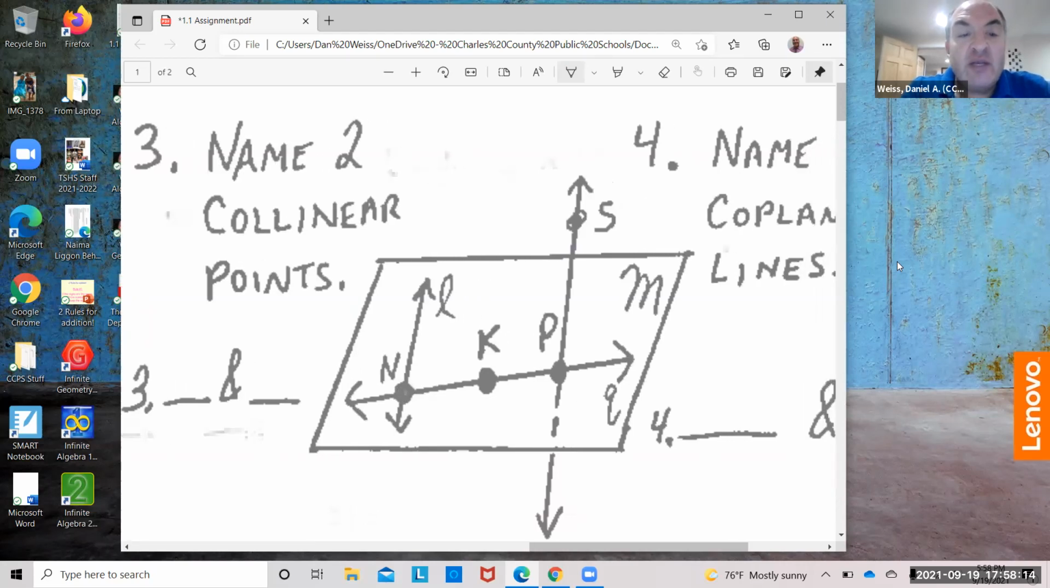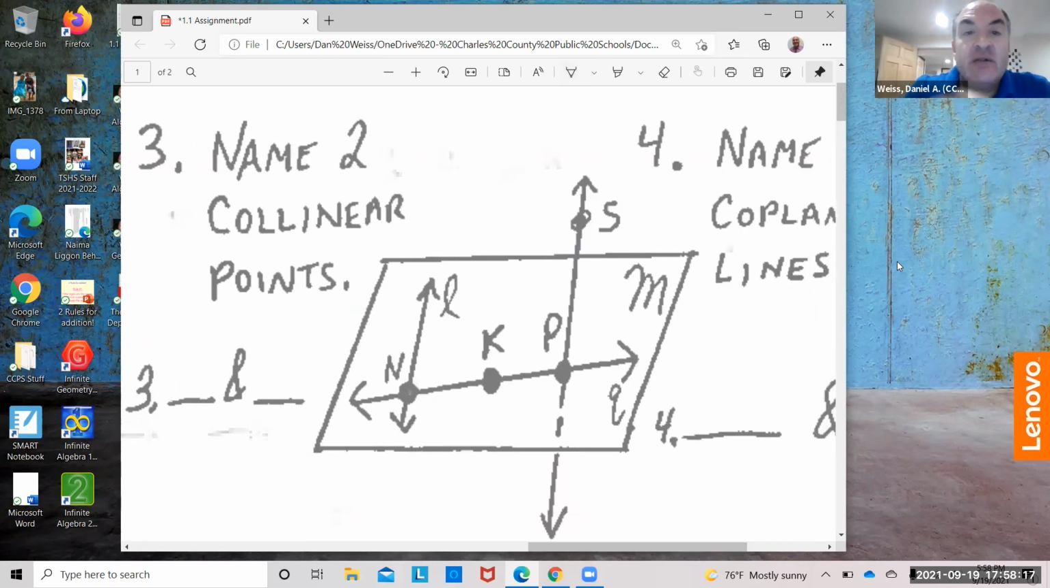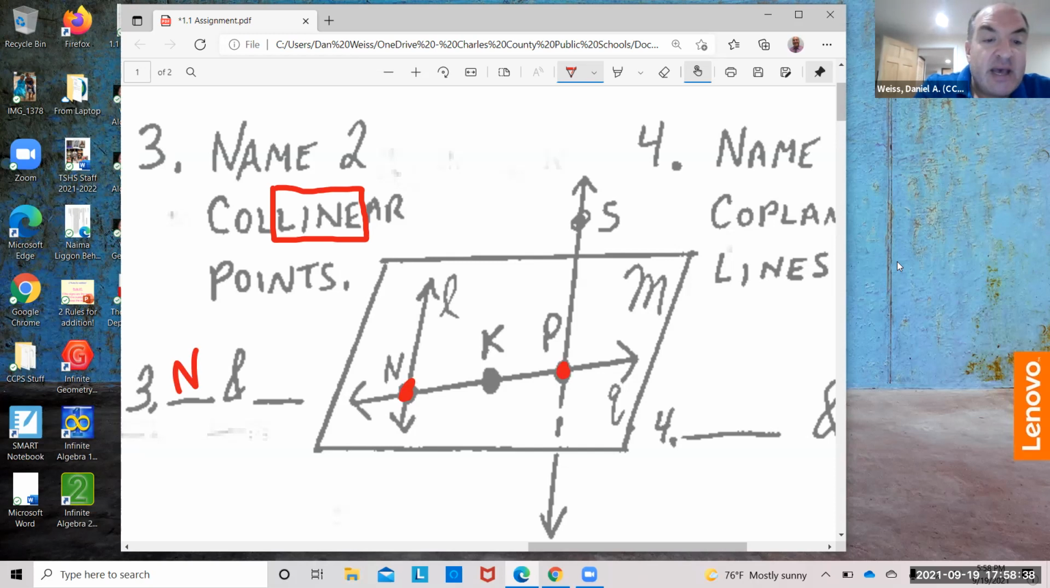Name 2 collinear points. That means, notice the word line is in the word collinear. Collinear means 2 points on the same line. All right, so here we go. How about N and P are 2 points on the same line, N and P. We could go with N and K. We could go with K and P. We could also do P and S. P and S are on the same line. Okay.